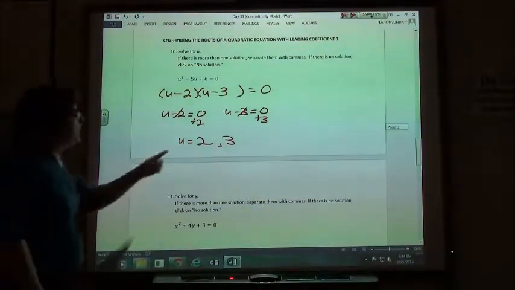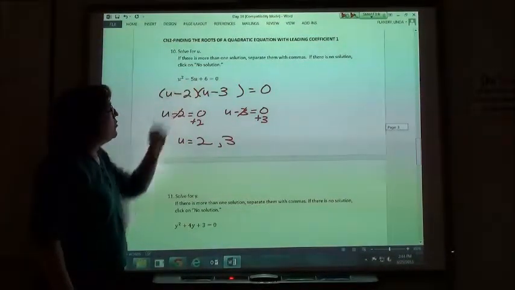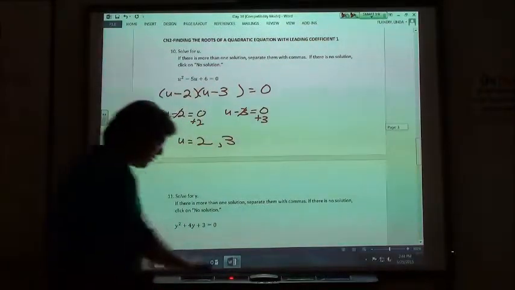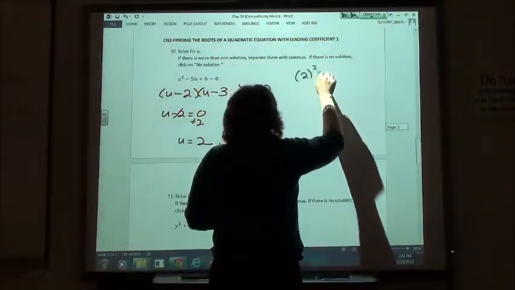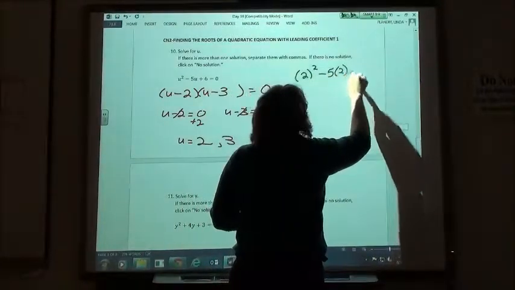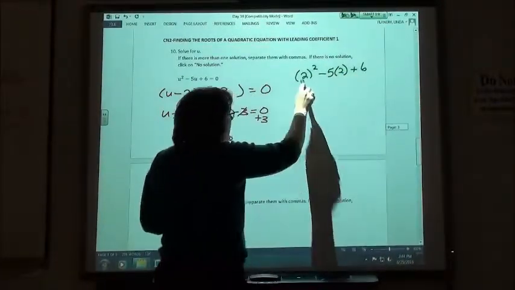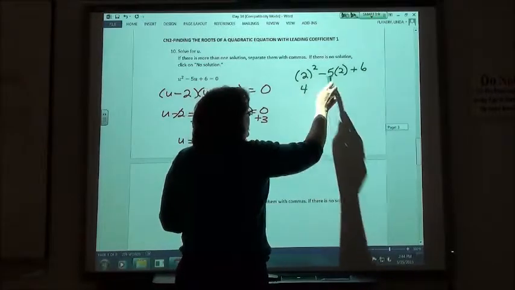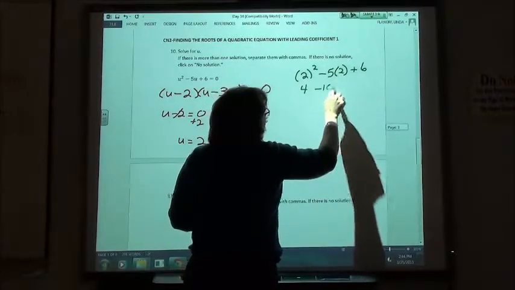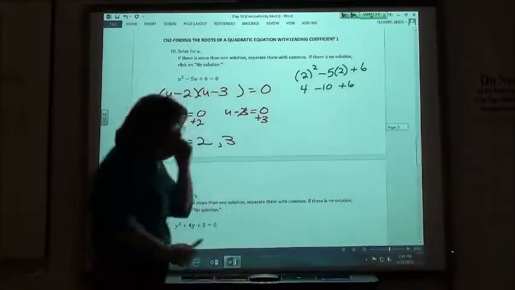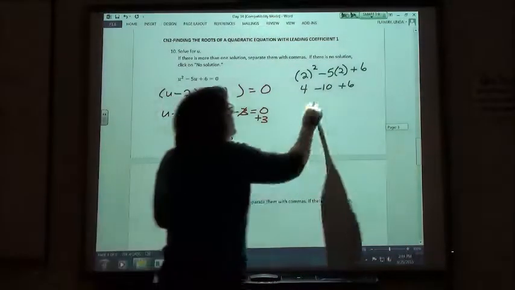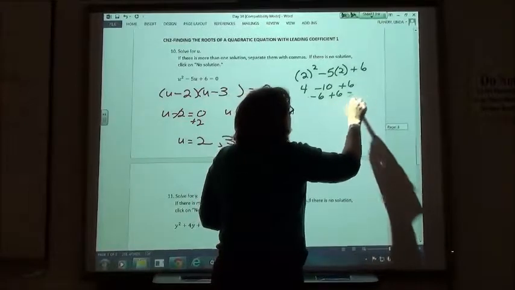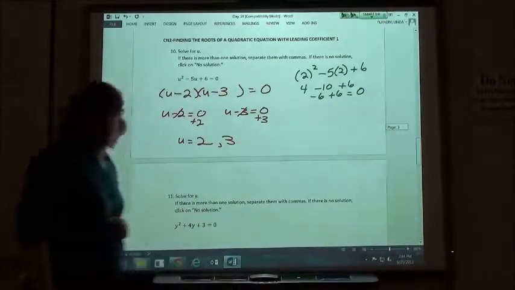What does that mean? If I put these numbers in for the u and solve it, I should get the 0. So if I did 2 squared minus 5 times 2 plus 6. 2 squared is 4. Negative 5 times 2 is negative 10 plus 6. Excuse me. 4 minus 10 would be negative 6, and a negative 6 plus 6, sure enough, is 0.